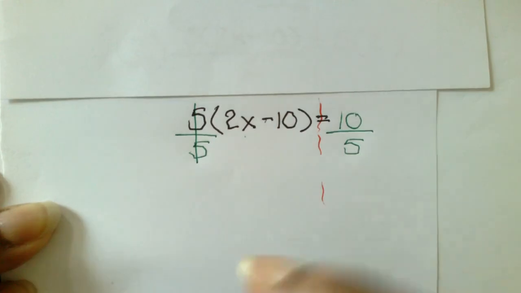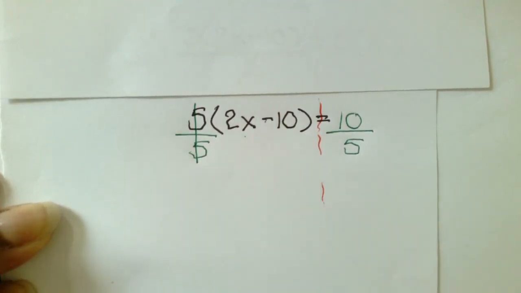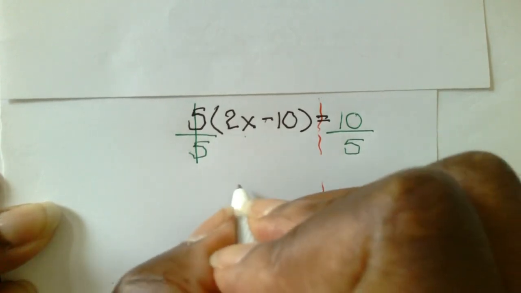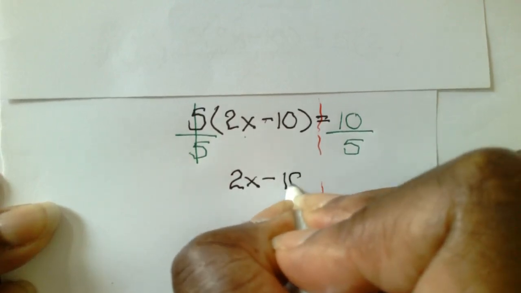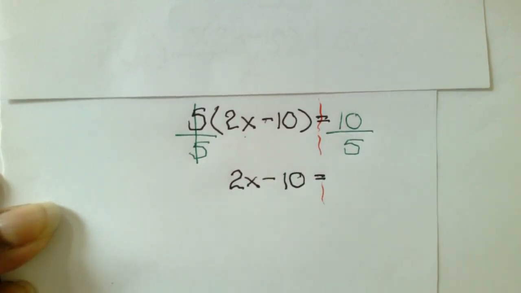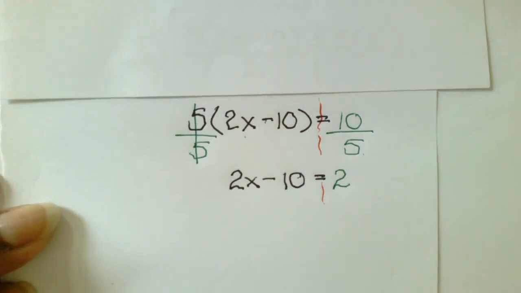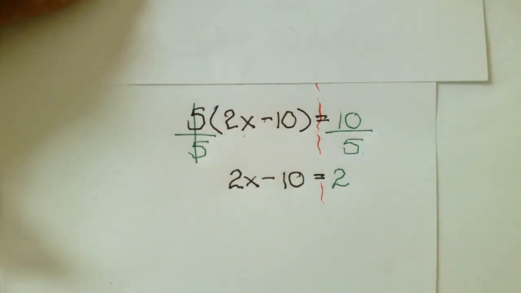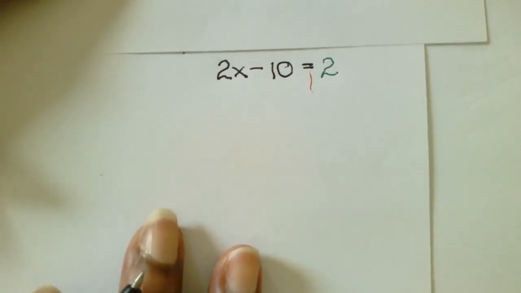5 divided by 5 will give me 1. But remember, 1 times anything is going to be itself. So I can bring down the 2x minus 10. And then over here, we have 10 divided by 5. That gives us 2. Okay. So now we have 2x minus 10 equals 2.